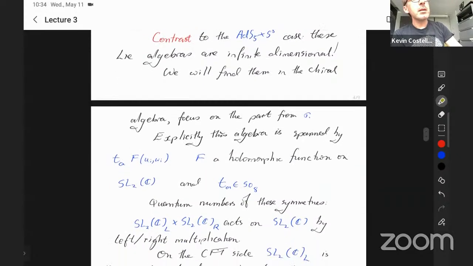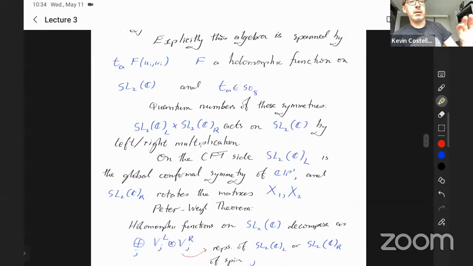Okay, so let me try to write a little more explicitly what the open string algebra is. We're looking at holomorphic functions from SL2C to the Lie algebra SO8. So what kind of thing is that? An element of it is going to look like a product of an element of SO8, where A is an adjoint index for SO8, and a holomorphic function on SL2C, which is a function of the variables ui, wi, modulo the equation u1 w2 minus u2 w1 is one.